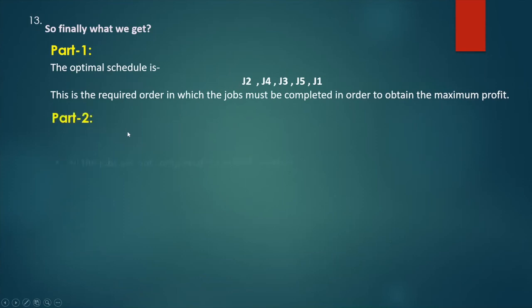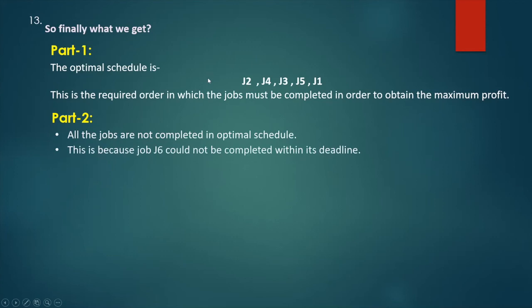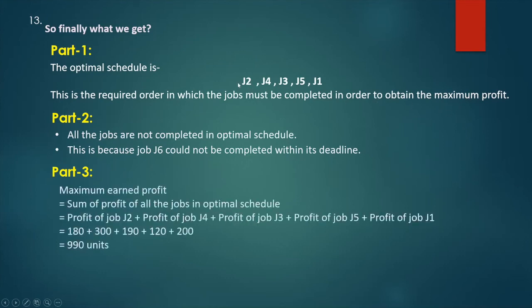So part 2 says, as I said earlier, not all the jobs are completed within the deadline. Job 6 is left because all the slots are occupied. And part 3 says, if we proceed in this sequence, we will get the optimal solution. I mean, we will get the maximum profit. If we sum all the profit in this sequence, we get the maximum profit, which is 990.